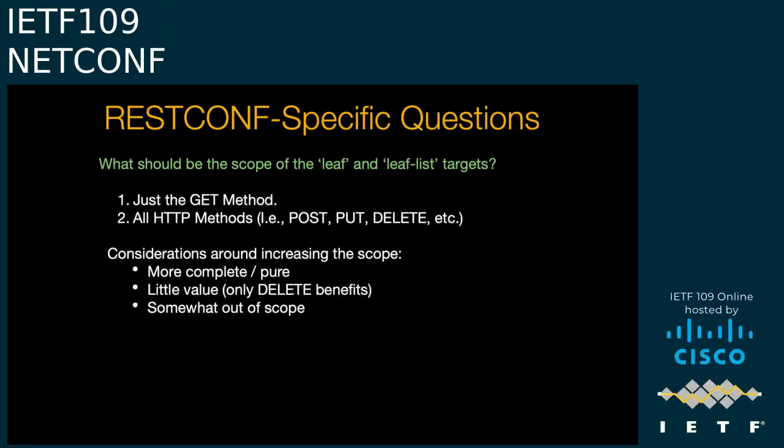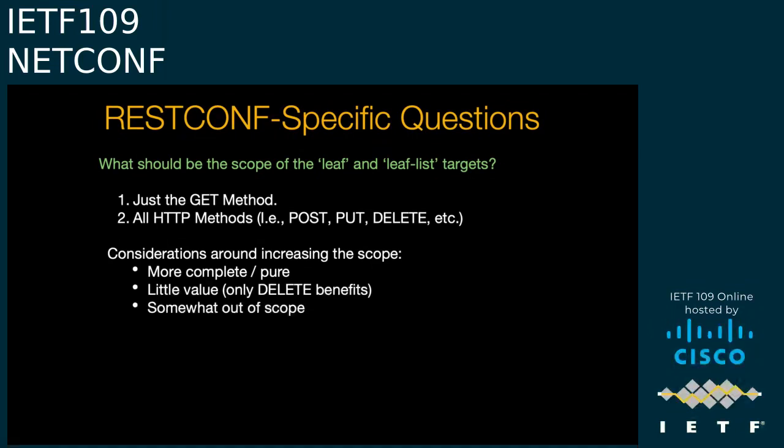Or should we define list and leaf-list, those two nodes, as being targets for all HTTP methods? So not just GET, but post, put, delete, patch, etc. All of them. The considerations for increasing the scope would be that it's more complete, more pure, but I question whether there's actually much value. Putting or posting or patching to the container is equally good. Never do you need to actually target the list itself. Of course, that's illustrated by the fact that we don't do it today.